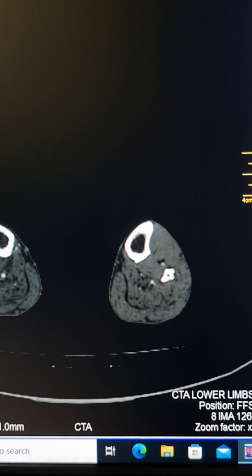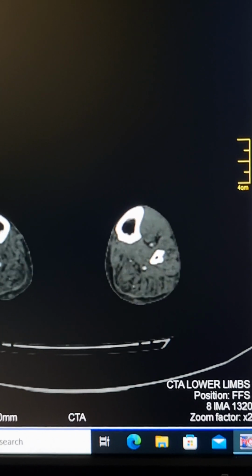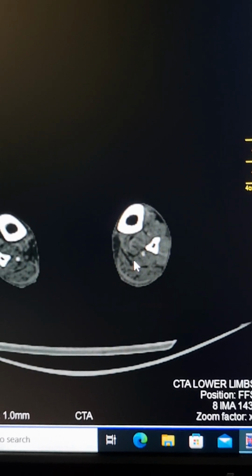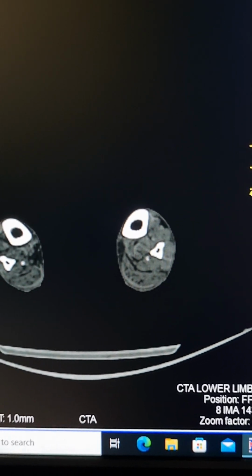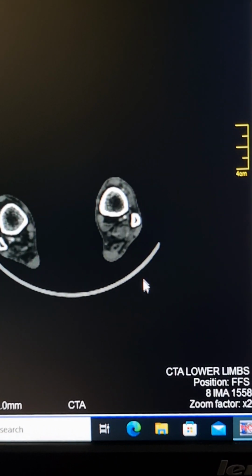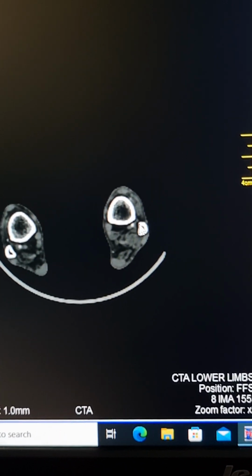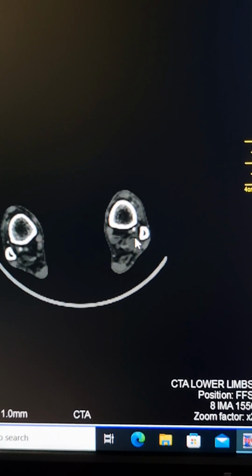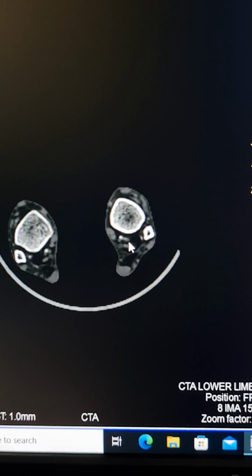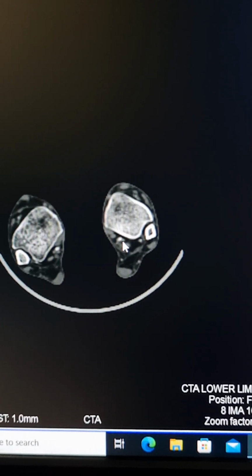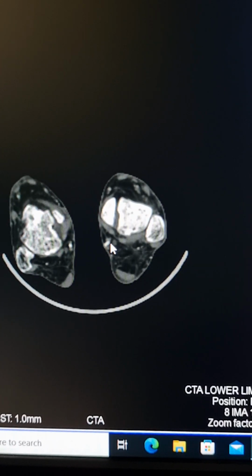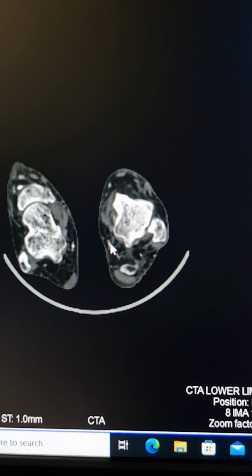Just follow it. This courses down. This is the peroneal artery. This one is the peroneal artery here. This courses down along the posterior surface of the interosseous membrane. You see it's quite low down here. Now it will turn medially and will follow the course of the posterior tibial artery, posterior to the medial malleolus here.